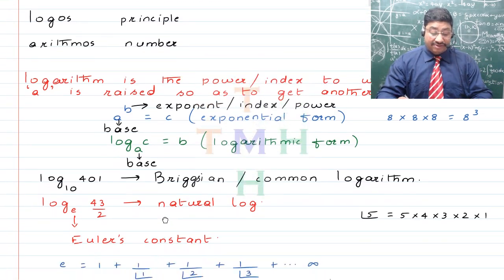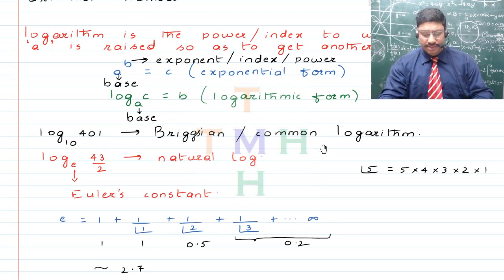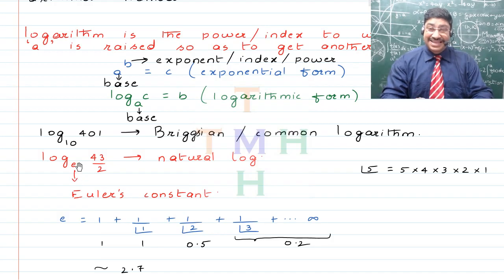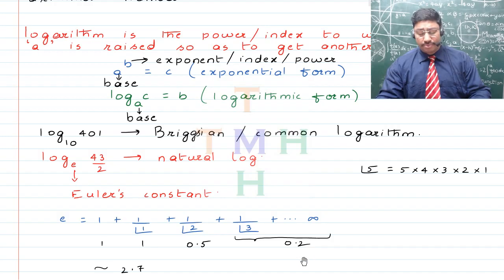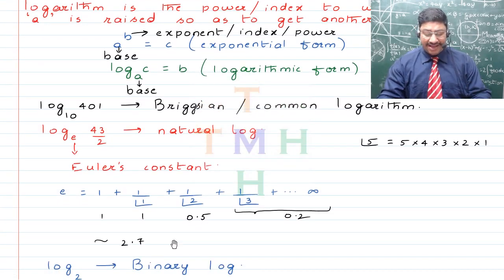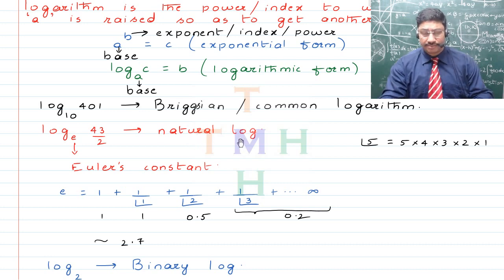Now if the base of the logarithm is 10, then it is known as a Briggsian or common logarithm. If the base is e, which is Euler's constant, equal to 1 plus 1 upon factorial 1 plus 1 upon factorial 2 plus 1 upon factorial 3, and so on up to infinity, where the terms from 1 upon factorial 3 onwards add up to approximately 0.2, and the first three add up to 2.5, so Euler's constant comes to approximately 2.7, then the logarithm is known as a natural logarithm, right?